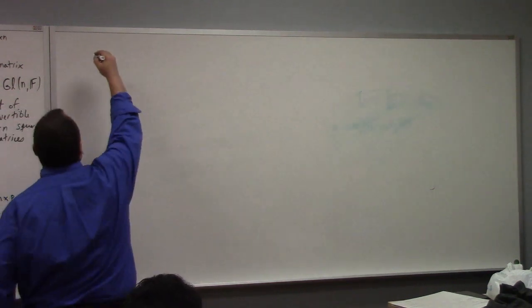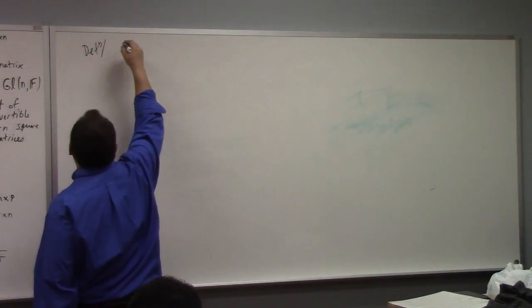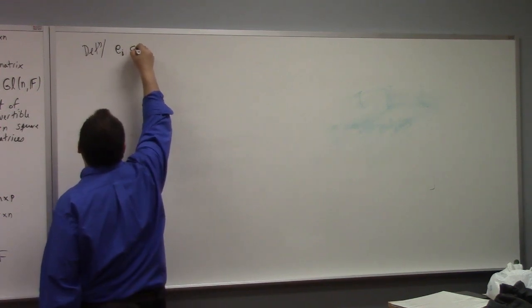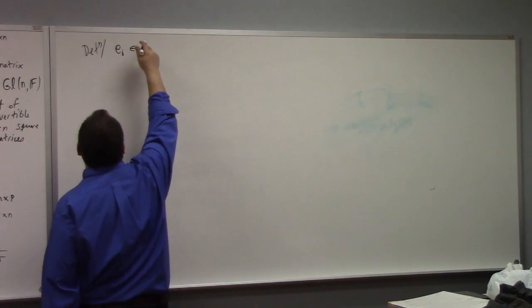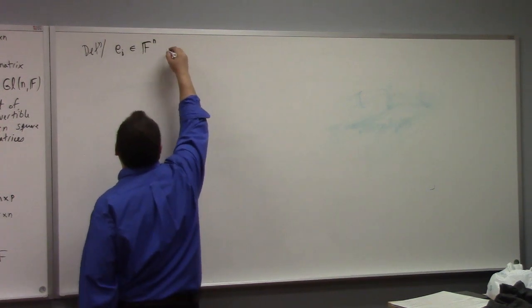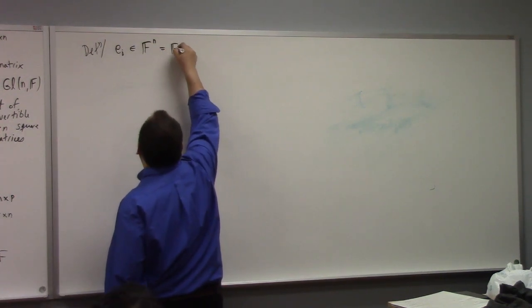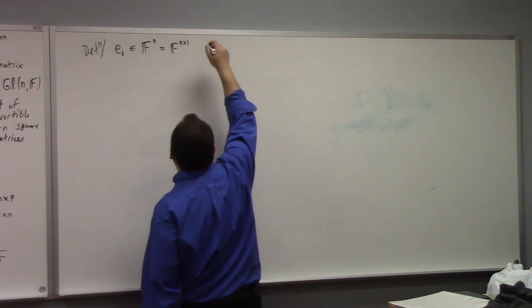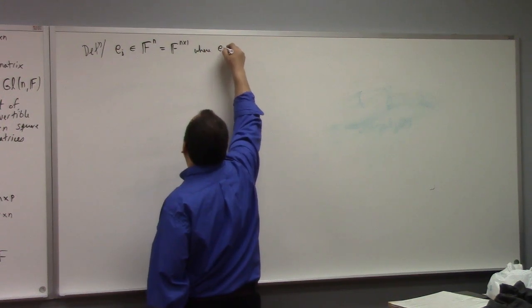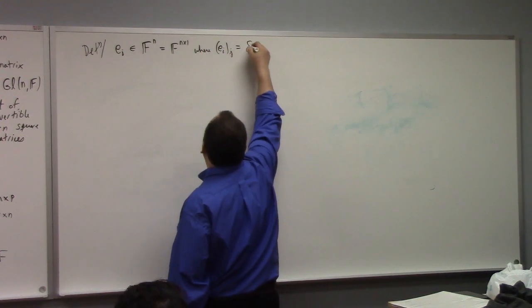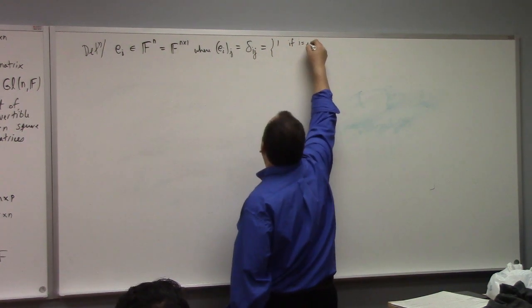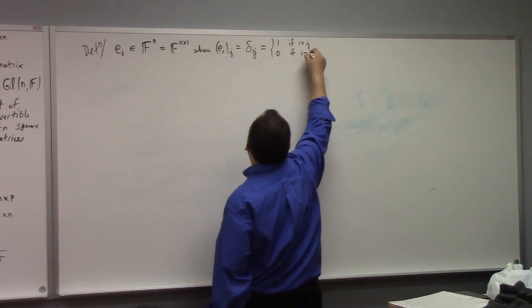So, definition. e_i is an element of F^n, which of course is F^n, n by one column, where e_i, the jth component, is the Kronecker delta ij, which is 1 if i equals j, and 0 if i is not equal to j.